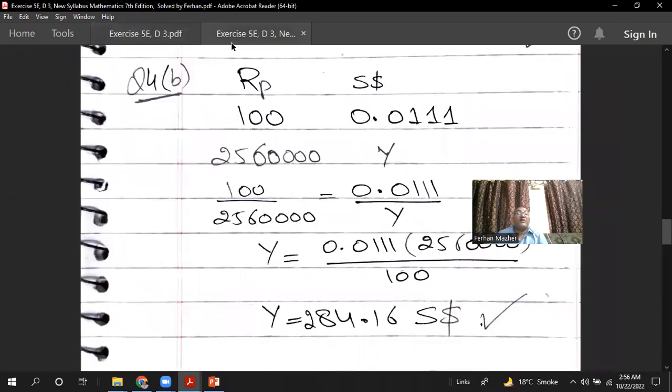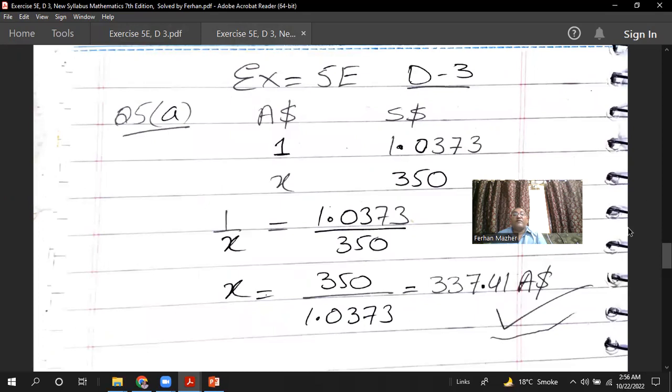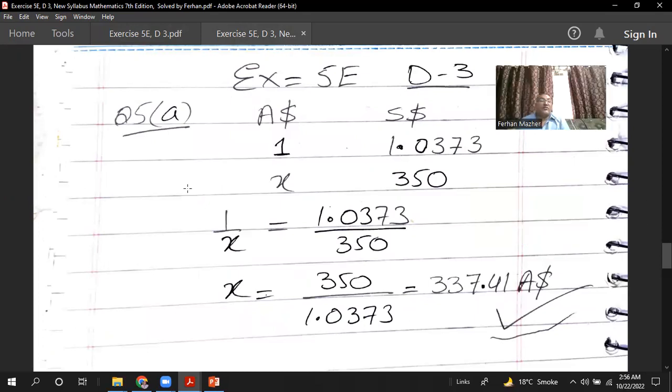Very simple, straightforward question. So question number 5, its A part, is coming up on your screen. For the Australian dollar and the Singapore dollar, I know the exchange rate between them that was given in the question. So 1 Australian dollar is equal to 1.0373 Singapore dollars. If you have 350 Singapore dollars, how many Australian dollars will you get? Let me say it is X. So convert the ratios into fractions. It will be 1 by X equals 1.0373 divided by 350. So cross multiply and make the X alone. So X will be equal to 350 divided by 1.0373.